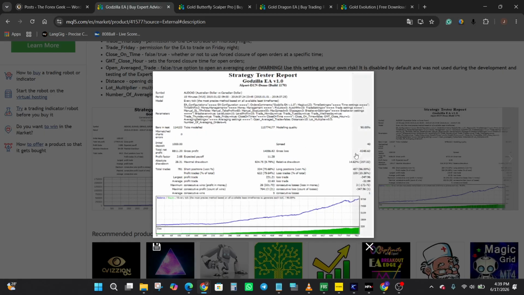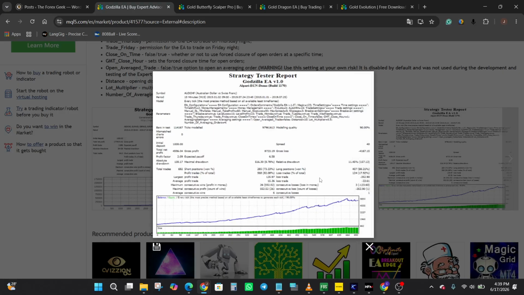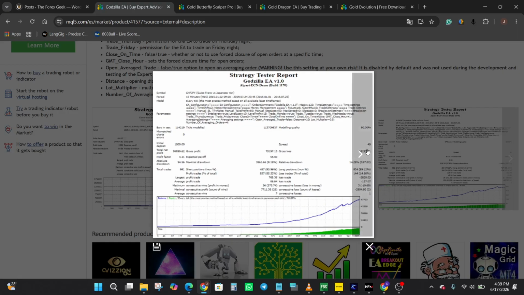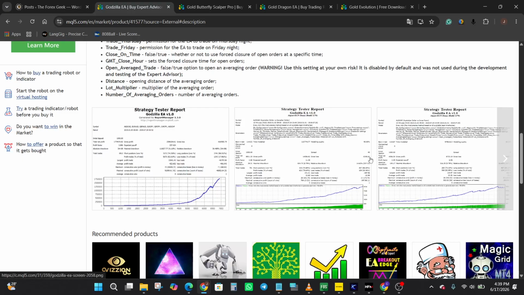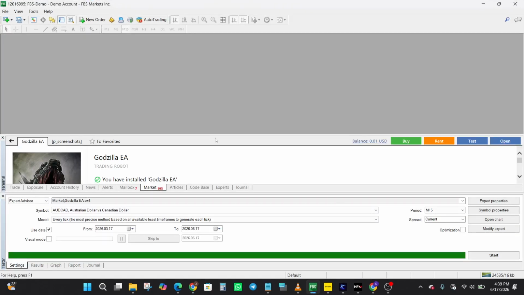All right, and the equity slash balance curve looks pretty interesting. Seems to have a steady growth over time. But let's head over to our strategy tester right away. Let's see how the Godzilla EA performed on AUDCAD, one of the recommended pairs, on the M15 time frame over the past 3 months. We are using the every tick modeling.